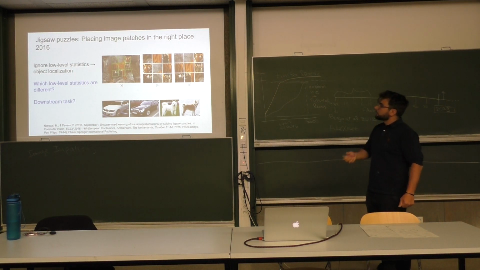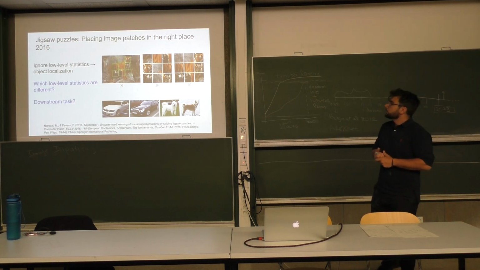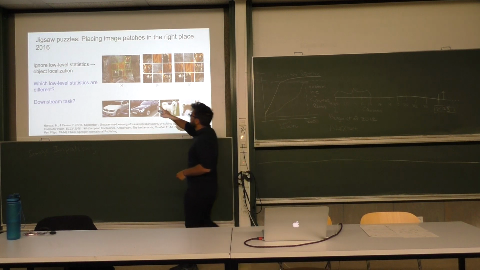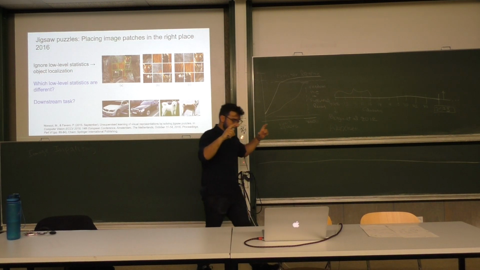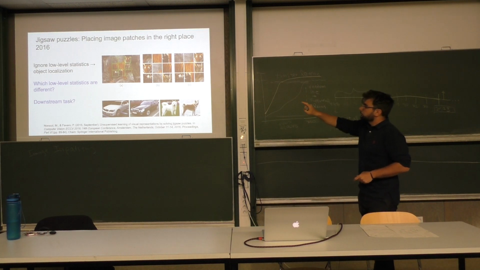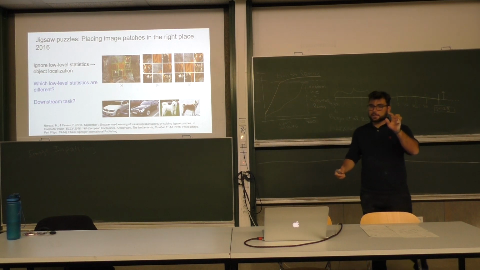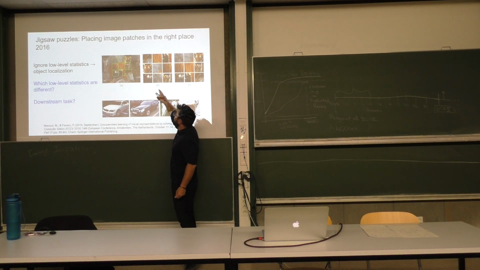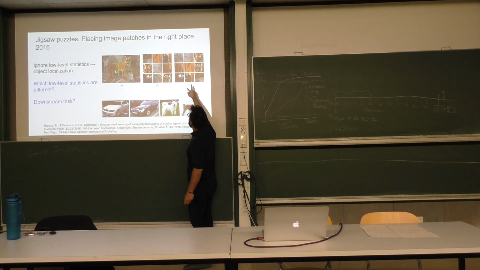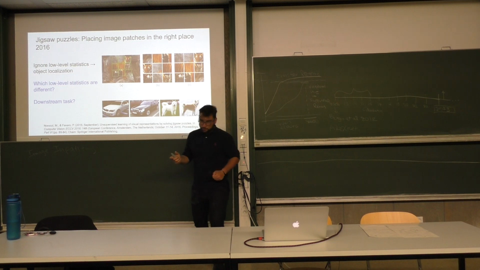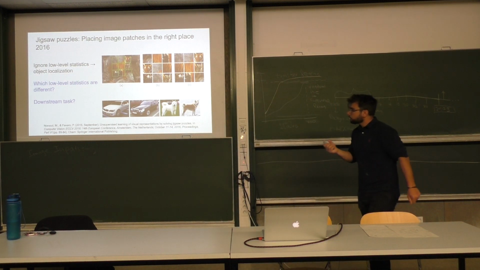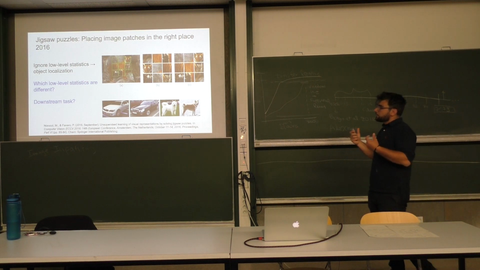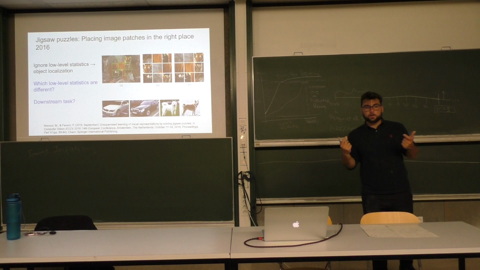So another famous paper is about formulating this jigsaw puzzle, where you have an image, and with some slight shifts, you pick 9 patches, as indicated by the green squares, and then the network is presented with these shuffled patches, and it tries to reconstruct, to place them in the correct order. You can frame it as a classification problem. So the authors from 2016 again said that they're trying to ignore the low-level statistics.